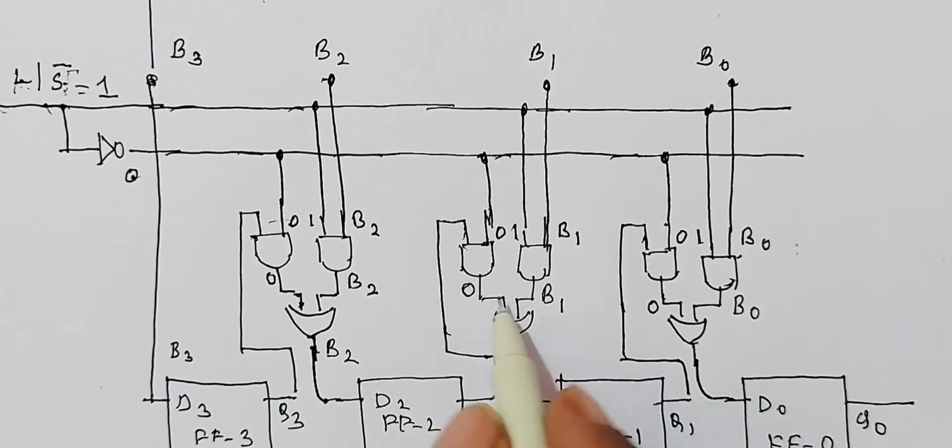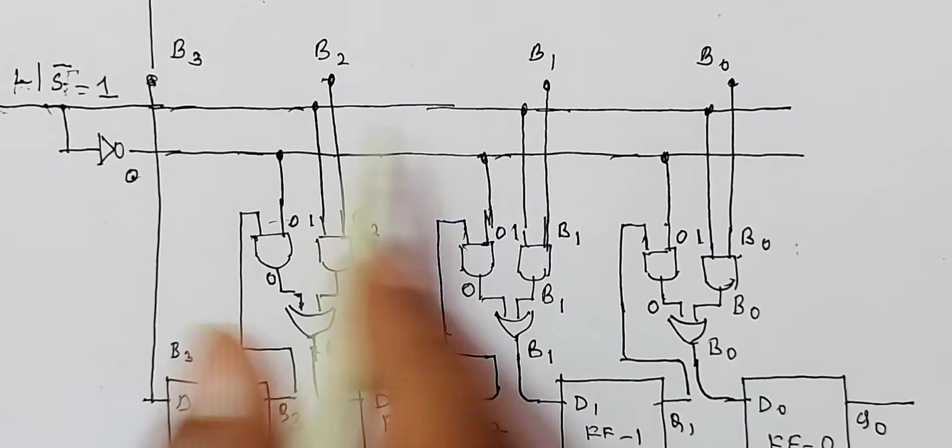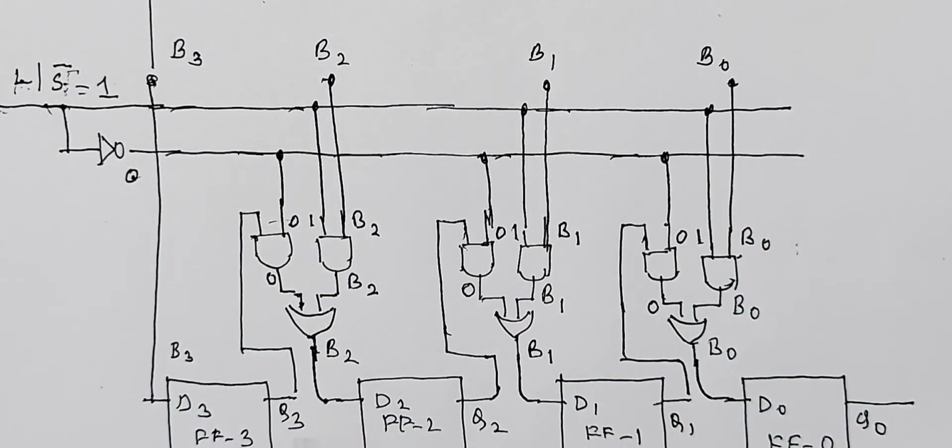Output of this OR gate is 0 plus B1, that is B1. Output of this OR gate is 0 plus B0, that is B0. And of course, B3 is applied directly. Now you see that when L is made 1, what are the inputs of all the 4 D flip-flops? For the first, it is B3. For the second, it is B2. For the third, it is B1. And for the last, it is B0. So B0, B1, B2, B3 are applied to all the inputs of the flip-flops simultaneously. Therefore, this shows that the input is parallel.